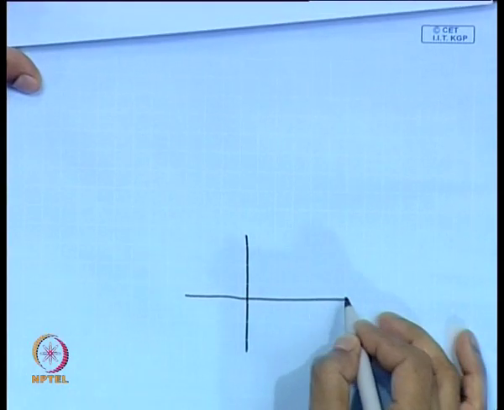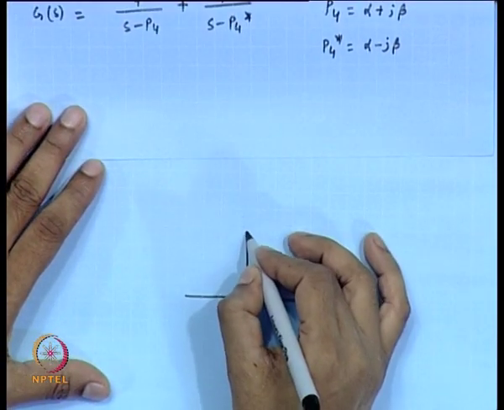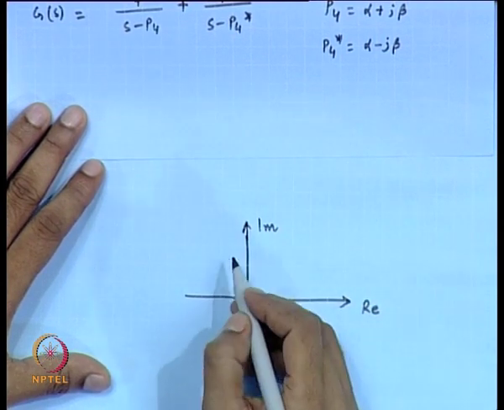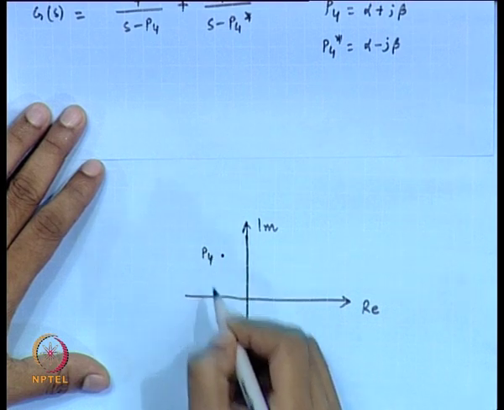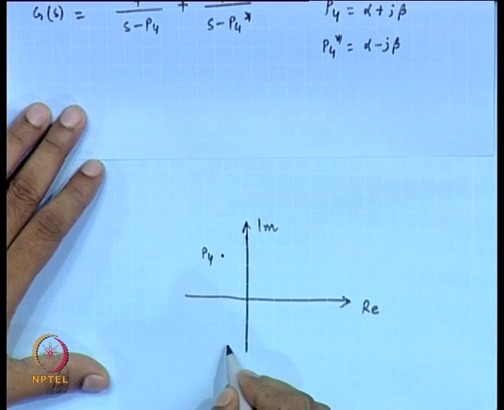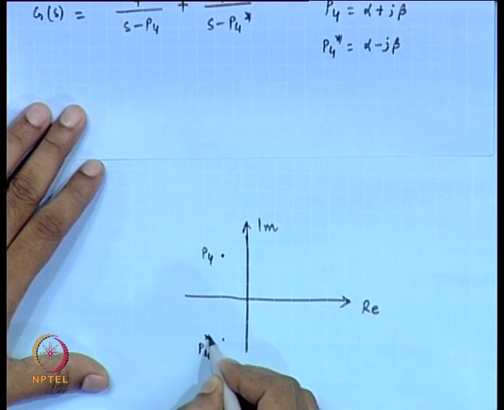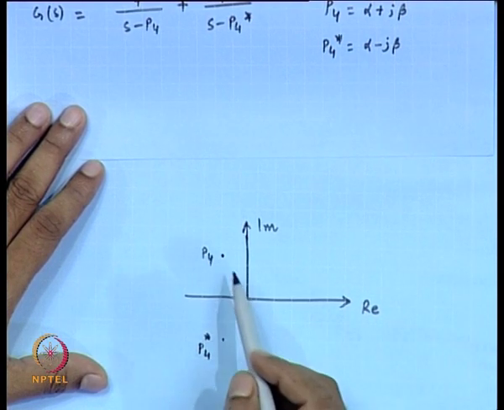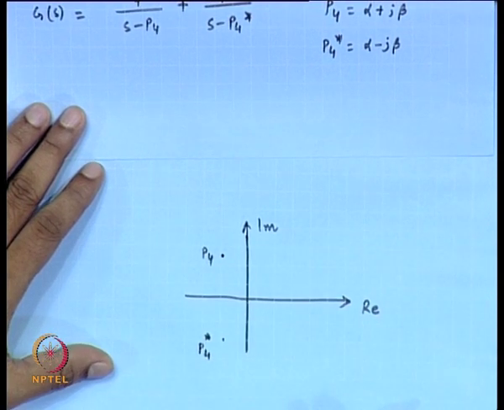Now, we have to represent them in the complex plane. This is the complex plane, this is real axis, this is imaginary axis. Suppose one pole, that is P 4, and another pole, that is P 4 star, is here, fine. So, this is alpha plus j beta and another one is alpha minus j beta.